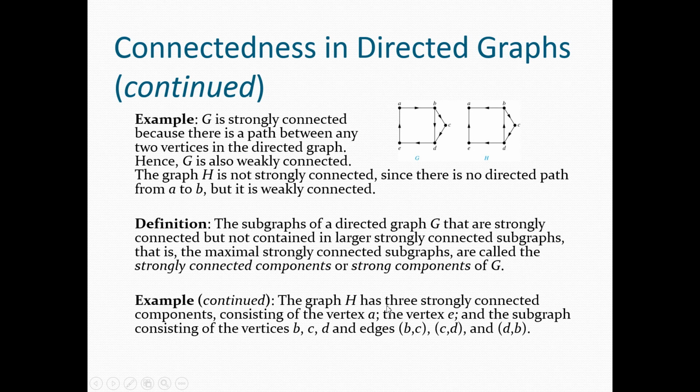So the graph H has three strongly connected components consisting of vertex A, the vertex E, and the subgraph consisting of B, C, D, and the edges BC, CD, and DB. You can try it yourself. Now this is your homework assignment.